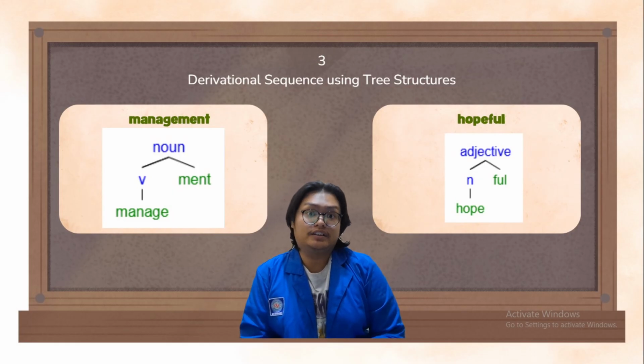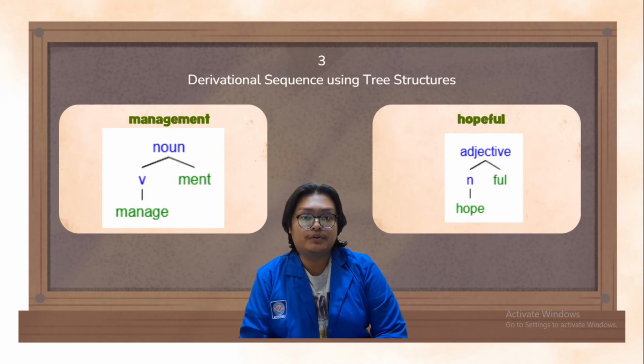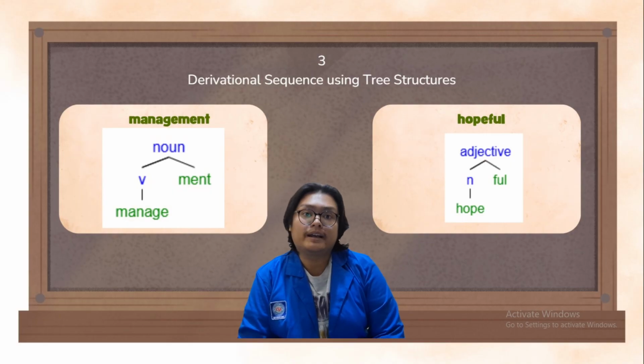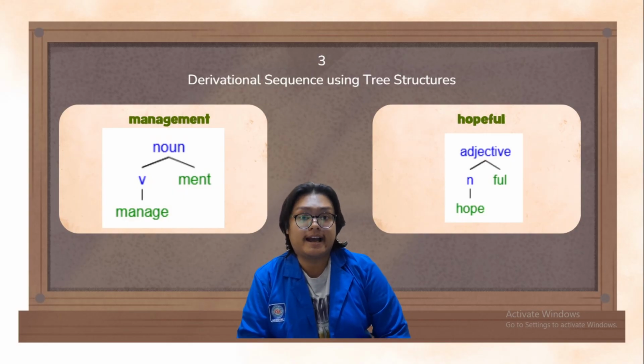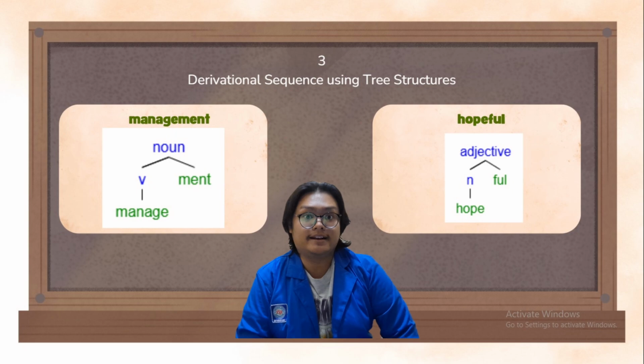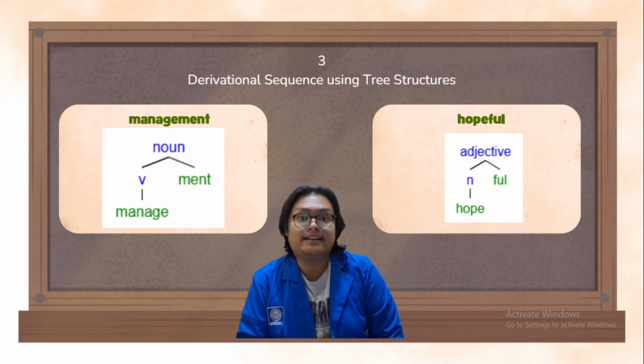Derivational sequence using 3 structures. Here are the photos. There are 2 photos of the 3 structures. First is management. Management is a noun, but what makes management a noun? Because there is the verb manage, adding the suffix ment at the end, it becomes a noun. Number 2, hopeful. What makes hopeful an adjective? Because there is a noun, which is hope, and the suffix ful at the end, and combined together it becomes an adjective.